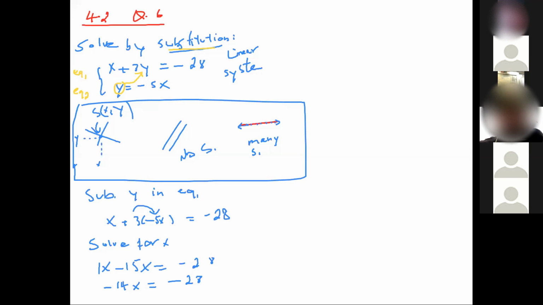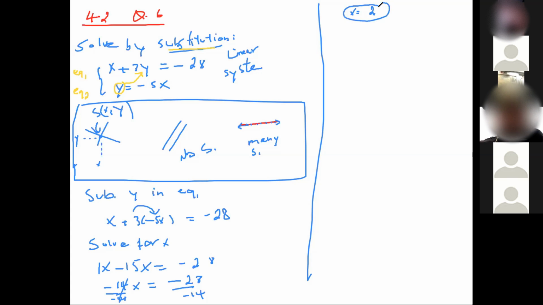What do we do to get the x by itself? You have to divide it by 14. That's right, we're going to need to divide by minus 14. We're going to divide both sides by negative 14. So these cancel out. X is negative divided by negative, which is positive. Positive 28 divided by 14 is 2. That's half of the solution.